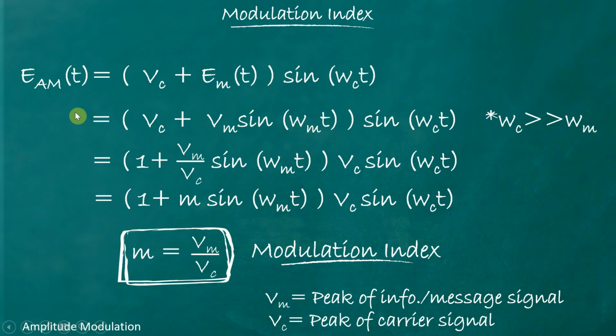So in the previous lecture we have derived the equation e_AM(t) is equal to (1 plus m sin ωmt) into Vc sin ωct, where m is equal to Vm upon Vc, the modulation index, where Vm is the peak amplitude of message signal or information signal or baseband signal, and Vc is the peak amplitude of carrier signal. So you have to remember m is equal to Vm upon Vc. Is that clear?